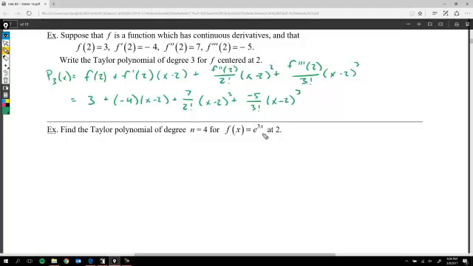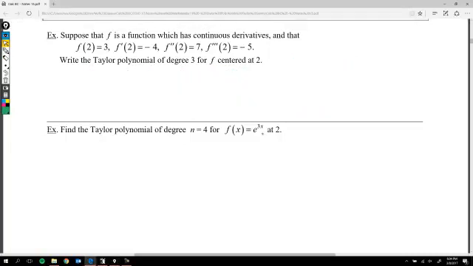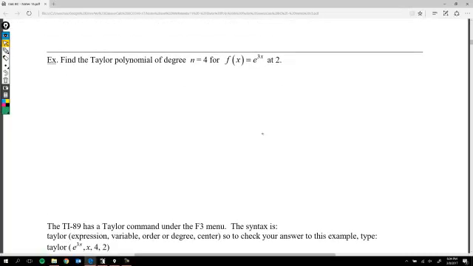All right, let's do another one. This time we are finding the Taylor polynomial of degree 4 for this function. So what I'm going to do is write out some terms just to help myself organize. I'm defining f of x as e to the 3x. I'm going to need up to my 4th derivative, so I'm going to go ahead and find all of those right now.